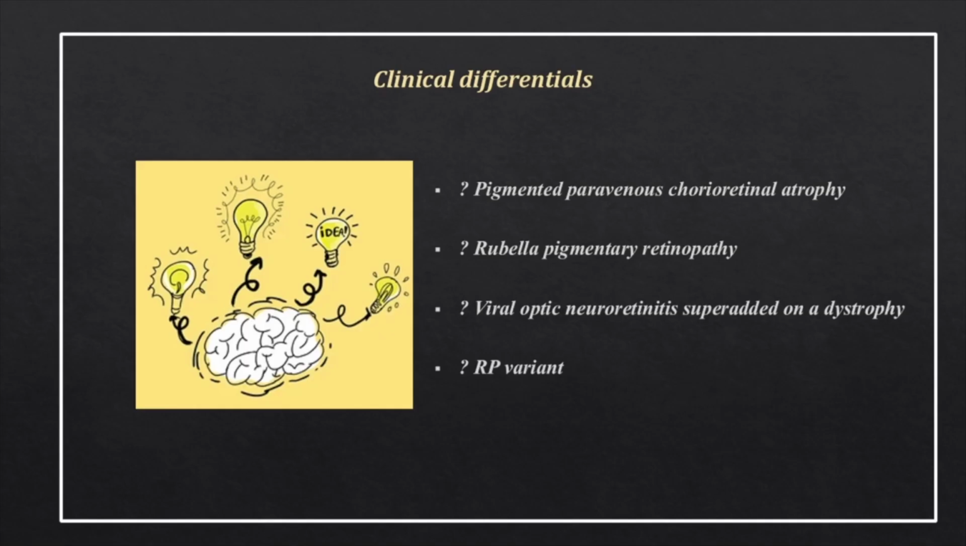Before going into the discussion of ERG, we have 4 differentials here. First one, pigmented paravenous chorioretinal atrophy. Second, rubella pigmentary retinopathy. Third, viral optic neuroretinitis, superadenoma dystrophy, and the fourth being RP variant. Last time also when I discussed ERG, I told you that before sending the patient for an ERG, we should have an idea on why we are sending it and what we are expecting from it. So before sending, we have these 4 differentials. Now we'll go into the ERG and then differentiate between these 4.